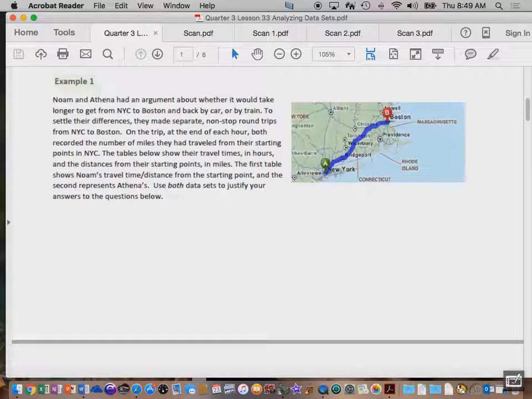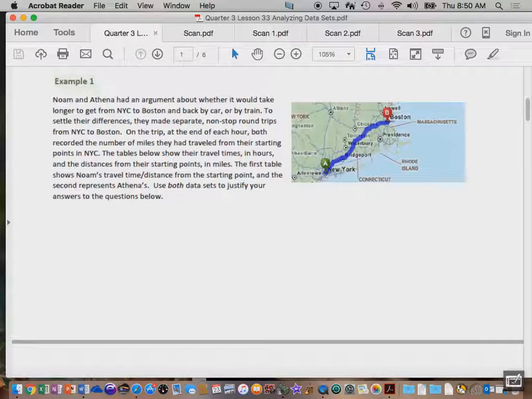Noam and Athena had an argument about whether it would be longer to get from New York City to Boston and back by car or by train. They made separate non-stop round trips from New York City over to Boston.